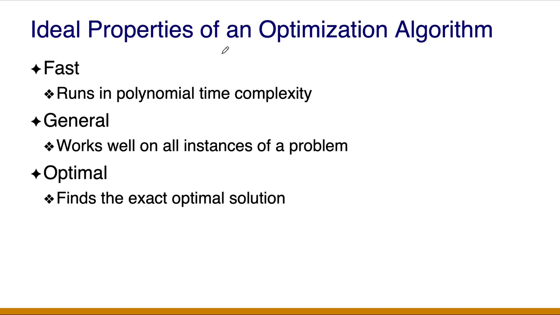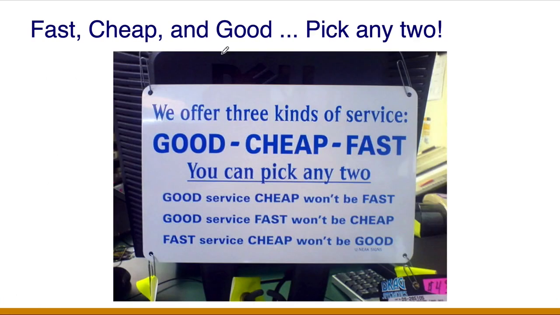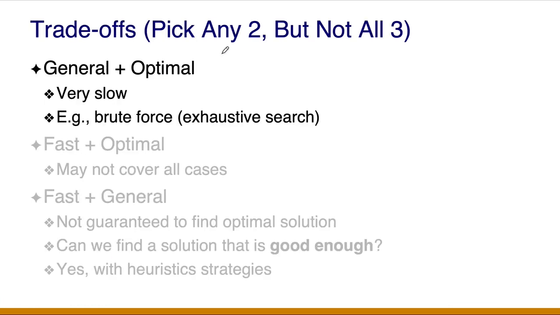Okay, so these are the ideal properties that we want from our algorithm. We want it to be fast. We want it to be general, meaning that it can be used in a wide variety of problems without us having to recode or redesign the algorithm. And finally, of course, if possible, we want our solution to be close to optimal. But again, over here, you can see that you cannot obtain a service that's good, cheap, and fast. You have to pick any two. Very similarly, for the design of an algorithm, you can only pick two. Usually, you cannot have all three nice properties.